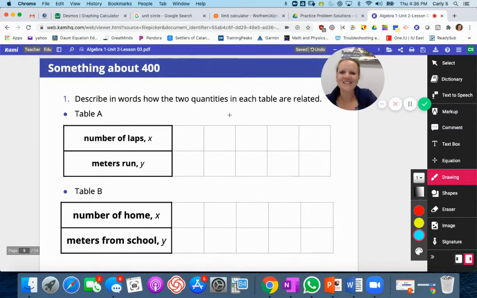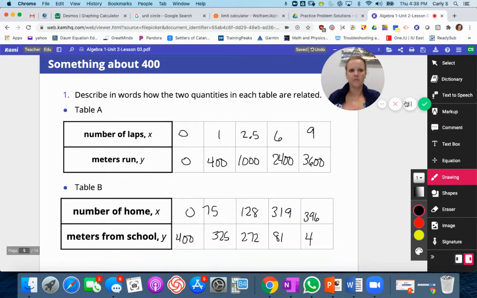All right, so let's do the next activity. I believe your student task has all of this filled in. For some reason, my PowerPoint did not. So I'm gonna fill it in really quick. So give me a second. All right, the instructions say to describe in words how the two quantities in each table are related. Okay, so I'm going to use words and maybe write down a few things, but you can write down my words as you hear me.